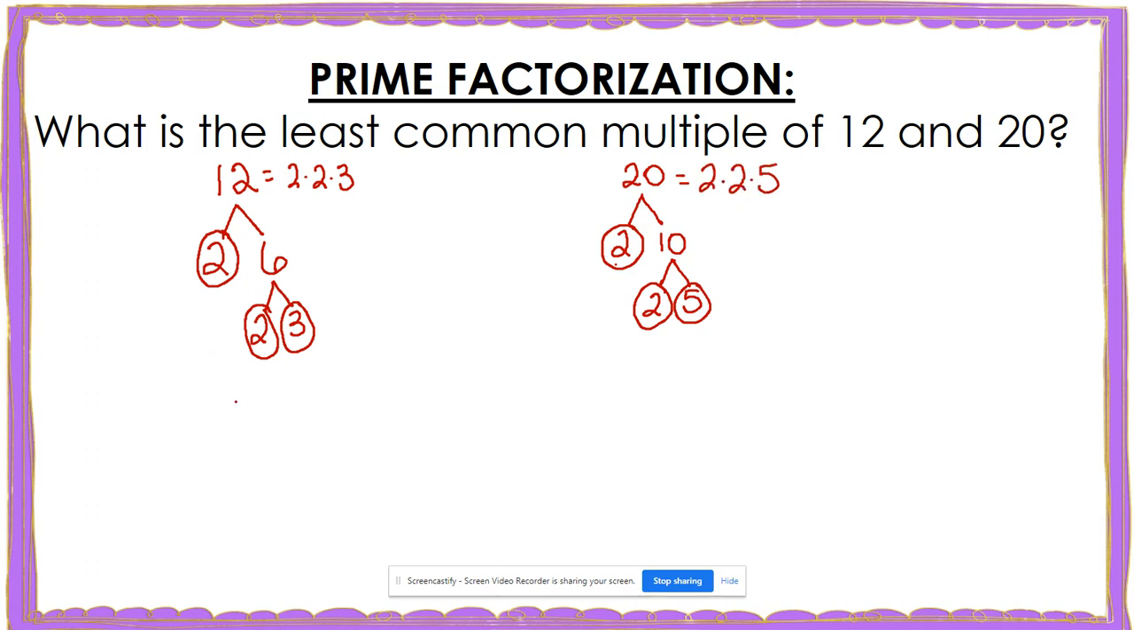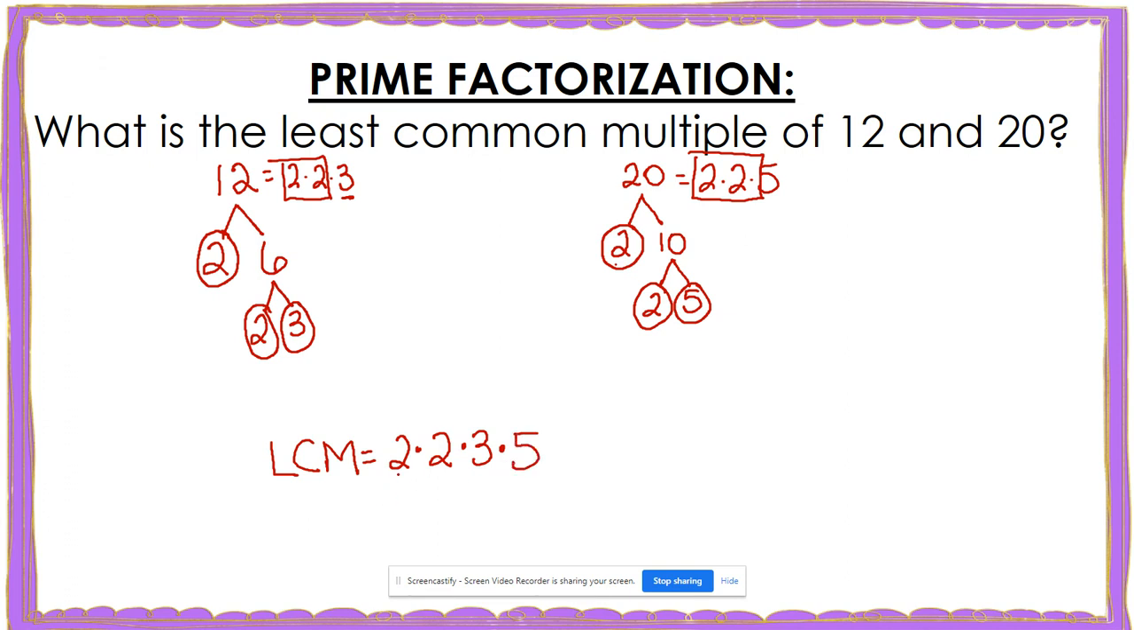Now, I need to know how to use this to find the LCM. What I'm going to do is look at my two prime factorizations and find what they have in common. So they both have two 2's. When I find the LCM, I'm going to multiply numbers together, but I'm not going to multiply duplicates. So since they both have two 2's, I'm only going to write the two 2's one time. Then 12 has a 3. 20 doesn't have that 3, so I'm going to write it here. And 20 has a 5, which 12 doesn't have, so I'm going to write this here.